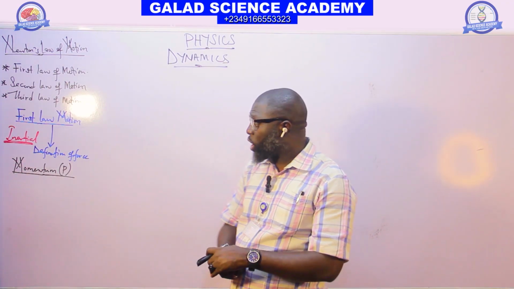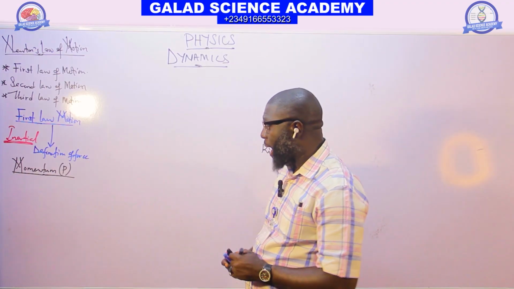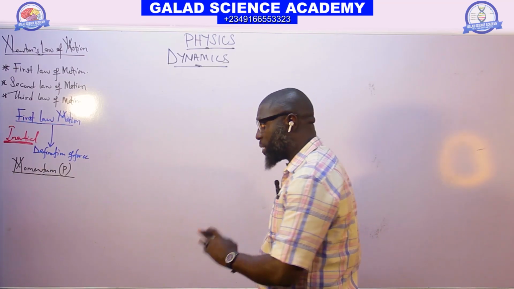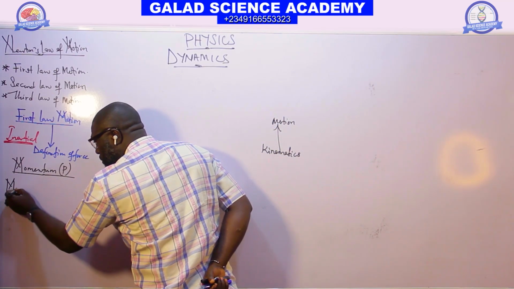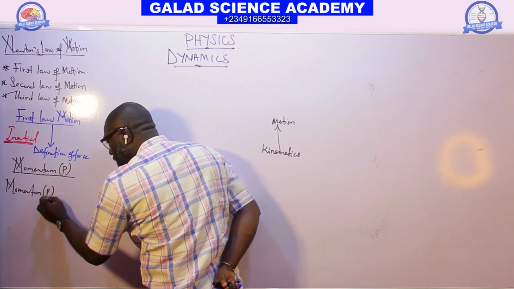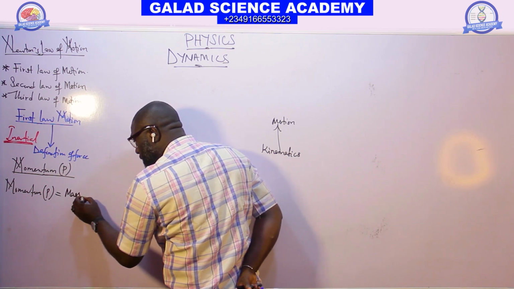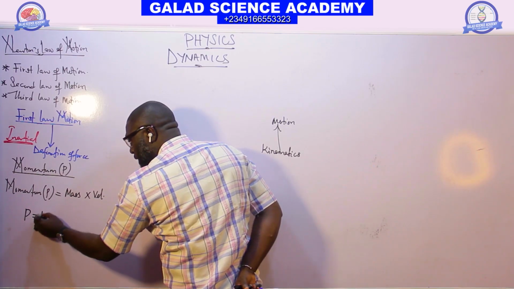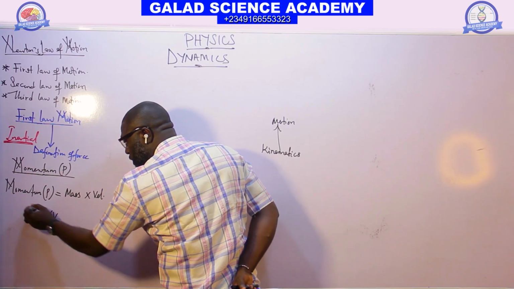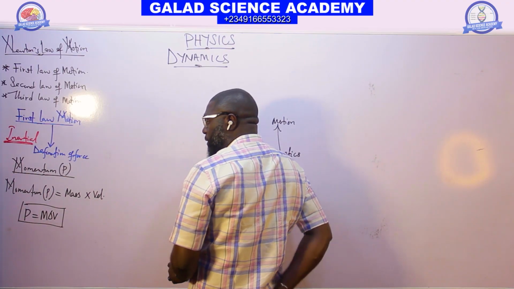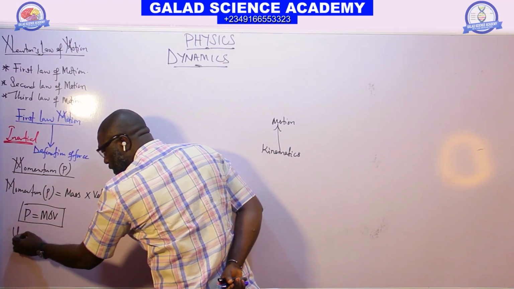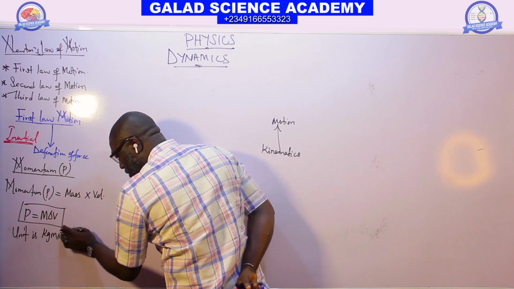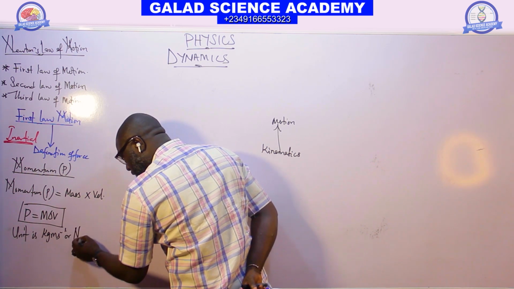The product of mass and its velocity is called momentum, and momentum is measured in kg meter per second, or Newton seconds. Mathematically, momentum P is equal to mass times velocity. P represents momentum, M represents mass, and V is velocity. This is the formula for momentum, and the SI unit is kg meter per second, or Newton seconds.